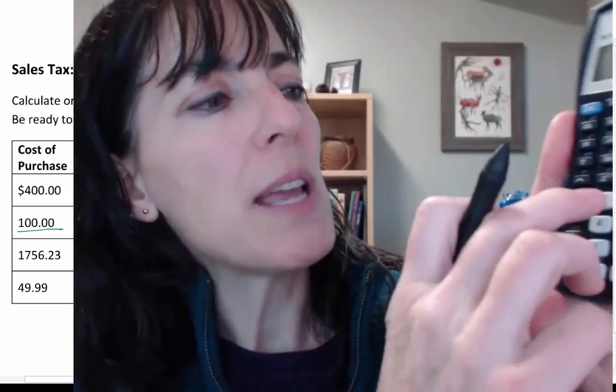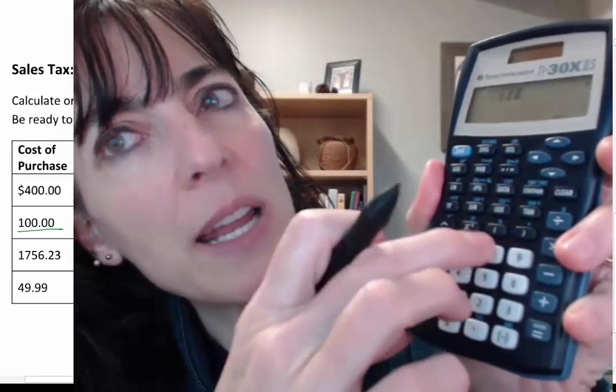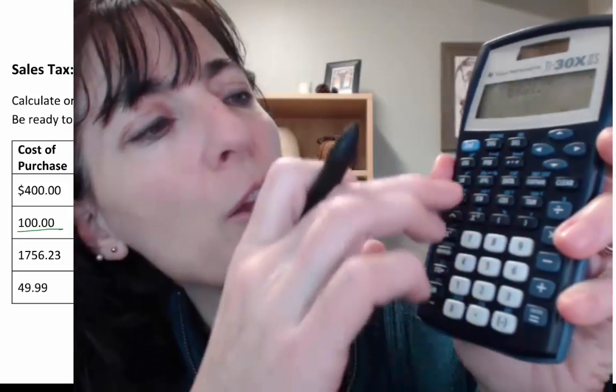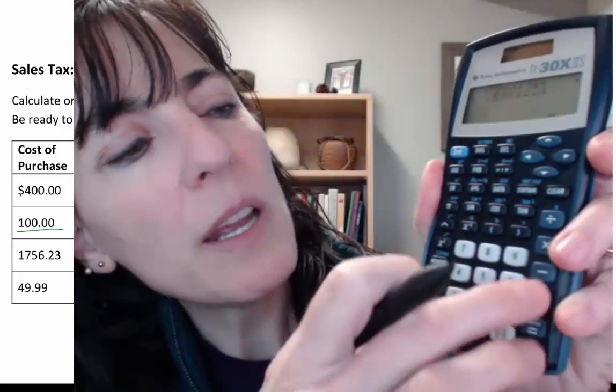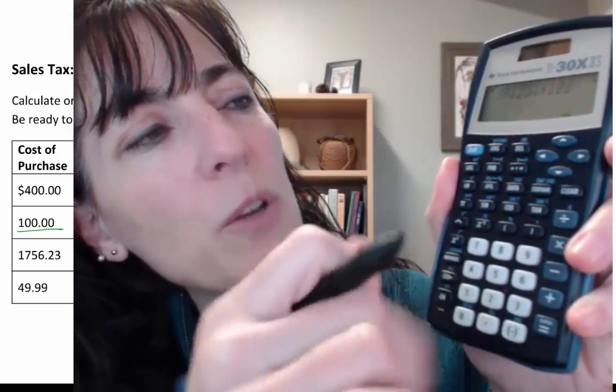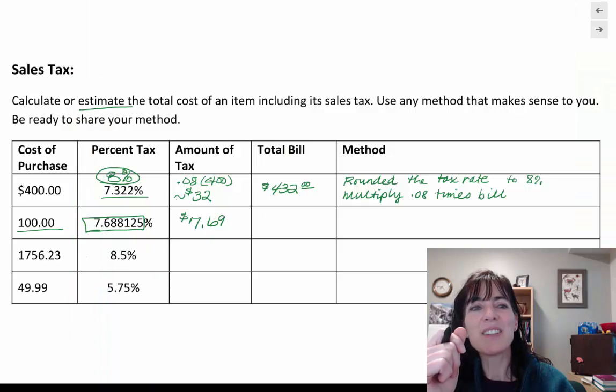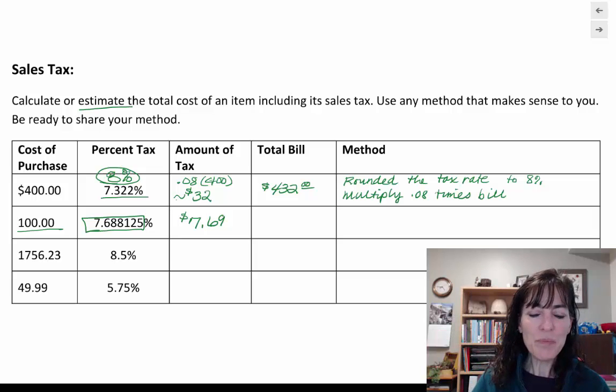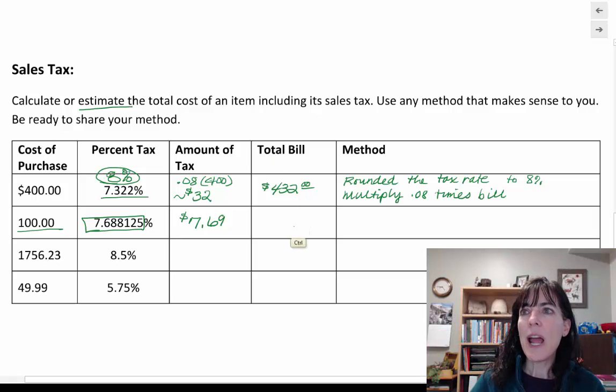Remember, I would do the 7.688125, and then do the percent, and then do the times 100 equals, and I think you can see it there, $7.69, and we do have to round a little. Yeah, because we get that exact tax rate back. Okay, and then of course, add that to your bill. So 100 plus $7.69 will just be $107.69, like that.